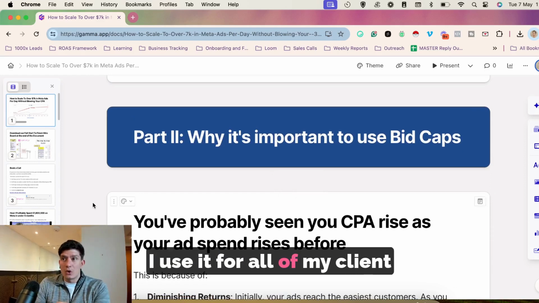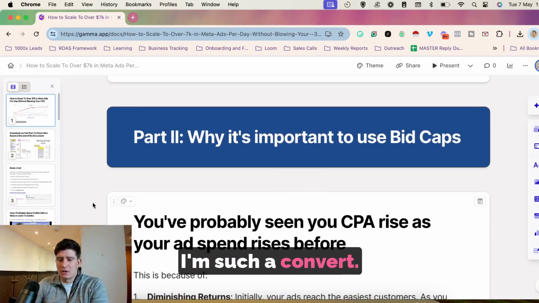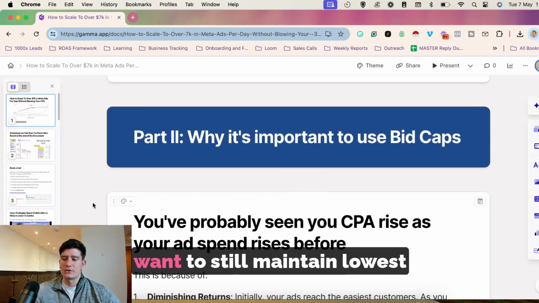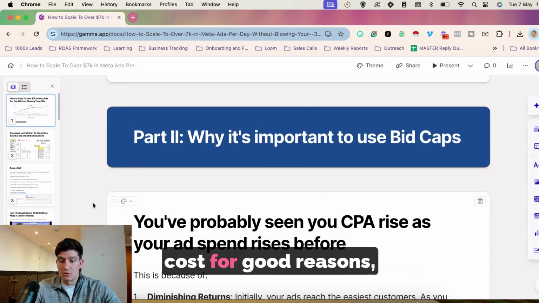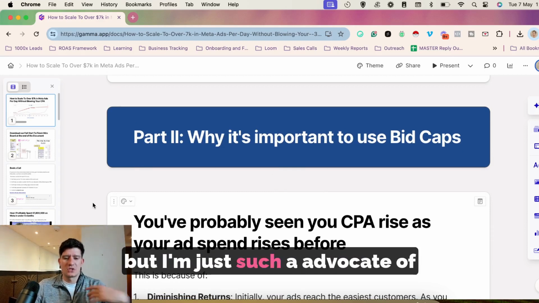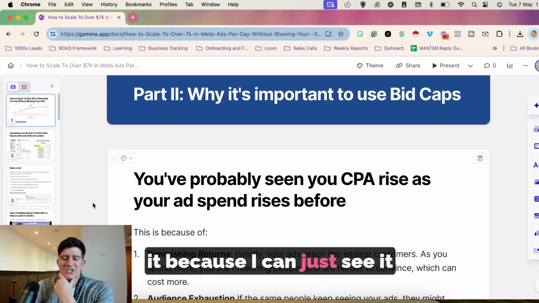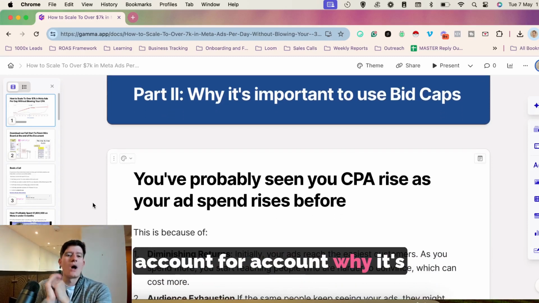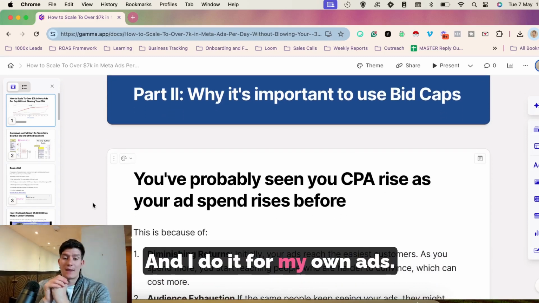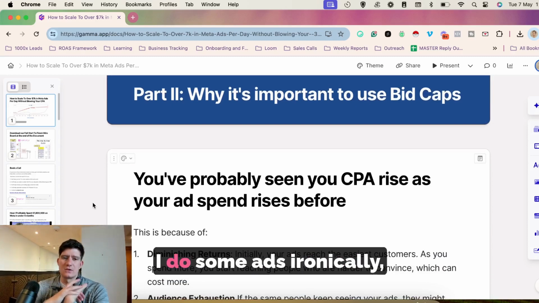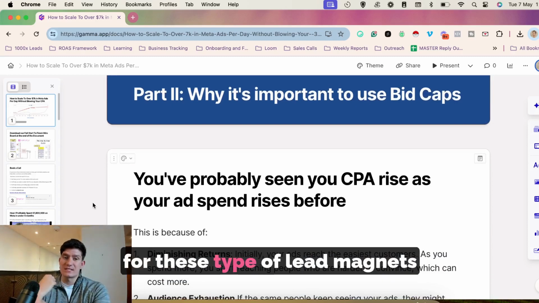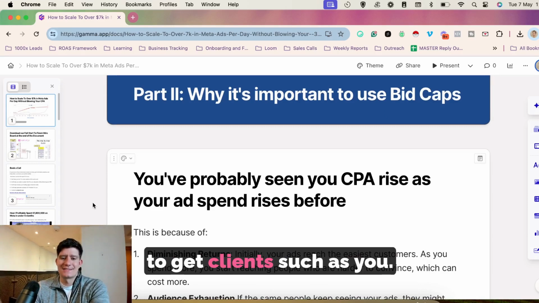I use it for all of my client accounts. I'm such a convert. I have a lot of clients that want to still maintain lowest cost for good reasons, but I'm just such an advocate of it because I can just see it account for account why it's working super well. And I do it for my own ads. I do a lot of affiliate offers. I do some ads, ironically, for these type of lead magnets to get clients such as you.